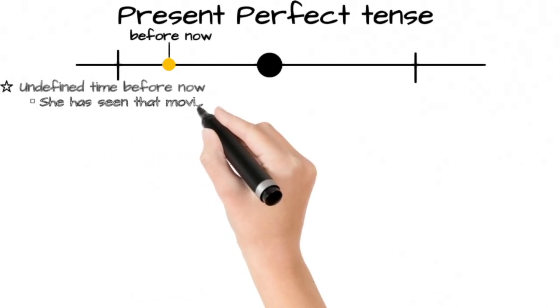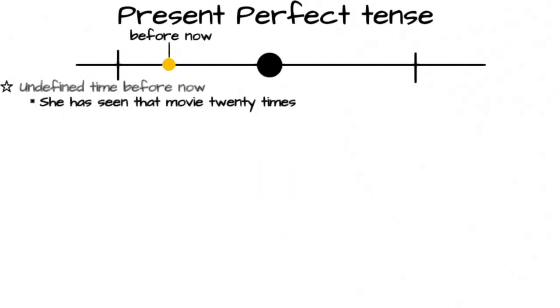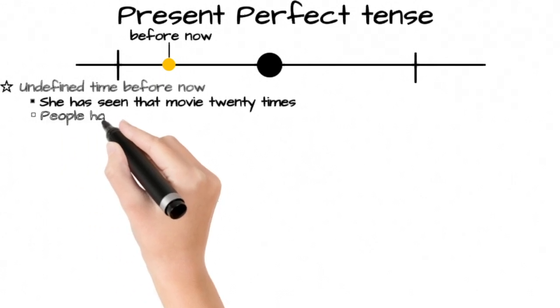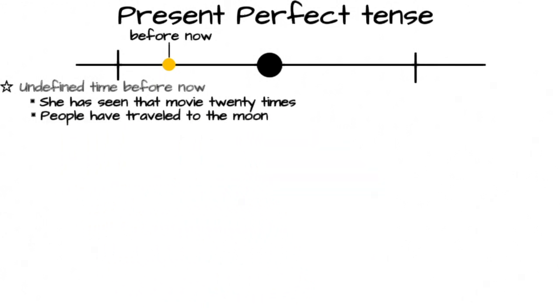For example, she has seen that movie 20 times. In this example, it is not mentioned when did she see the movie. Another example, people have traveled to the moon. In this example as well, it is not mentioned when did the people travel to the moon.